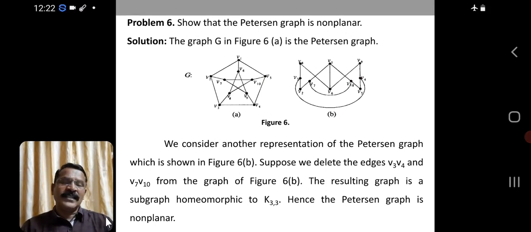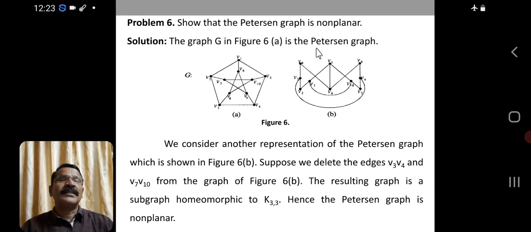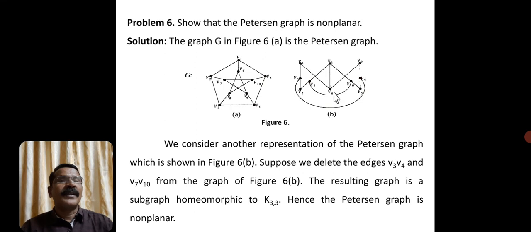So if you observe this graph, it is like K3,3 only. This graph is K3,3. How many vertices are there? Of course, K3,3 contains 6 vertices. But what I am saying, if you draw a K3,3 type, this is K3,3 type, but it is not exactly K3,3.